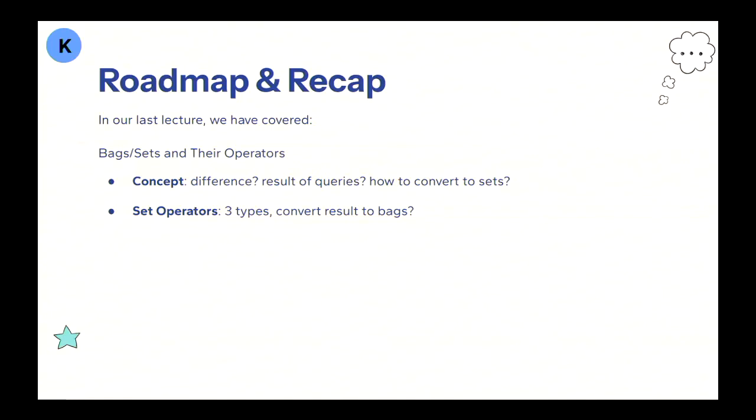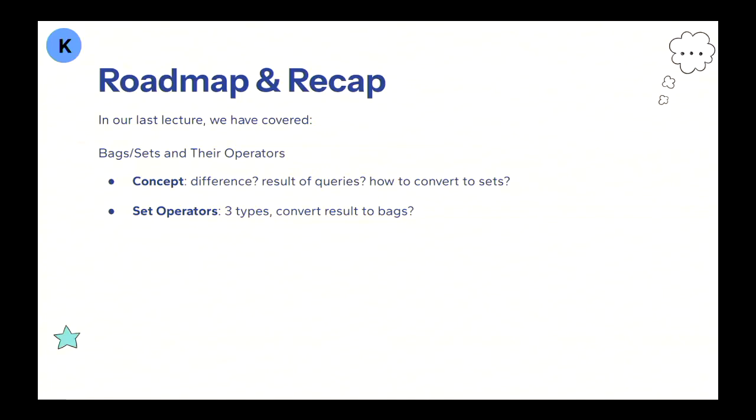So for example, A except B means that the element should be inside A but not inside B. And if we change the order here, let's say we want a result for B except A, then the result will be different. It's like the results are the elements inside B but not inside A. So for except, the order matters. And all three different set operators are producing sets instead of bags.